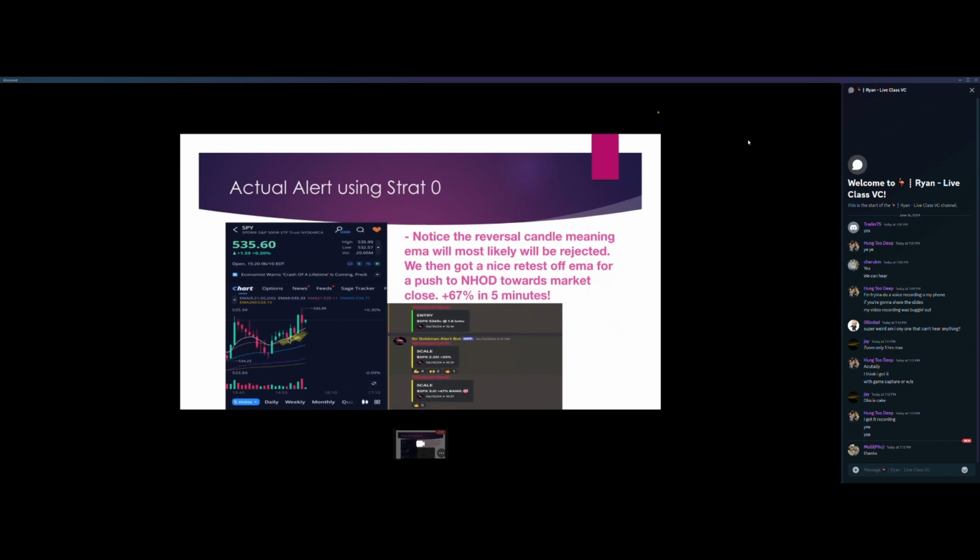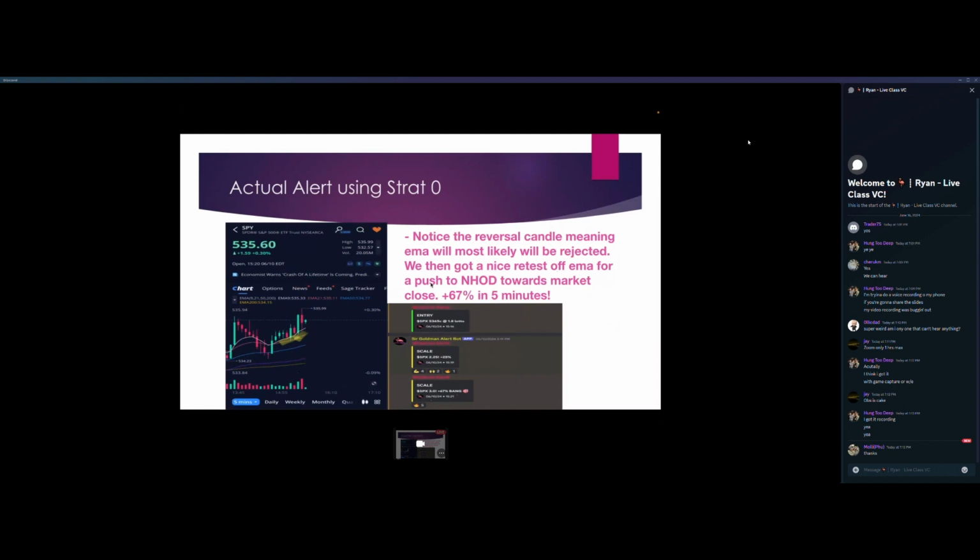Next candle, we get the push. This is the push right here. We get 25%. Comes back down. Does not hit stop loss, break even, I guess, because I would have stopped out at break even if it hit it. And then boom, we get the nice push. Push to high of day, I believe. And we got 67% in 5 minutes.